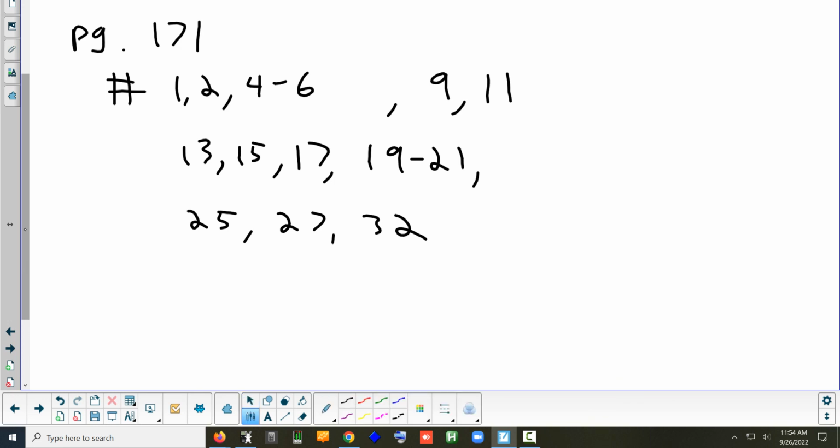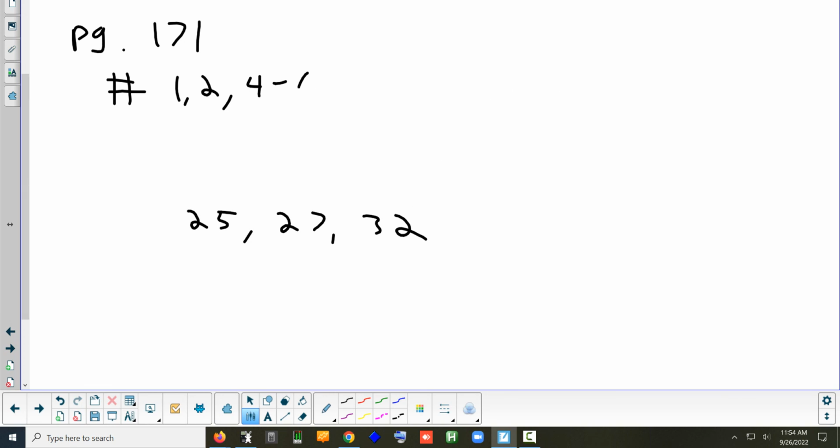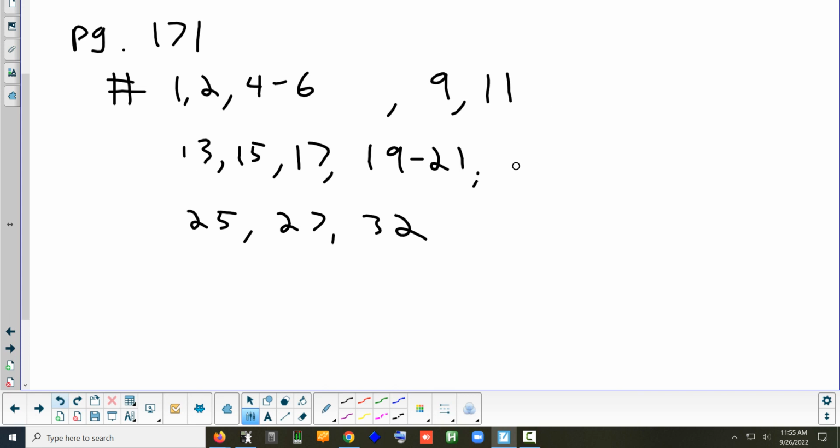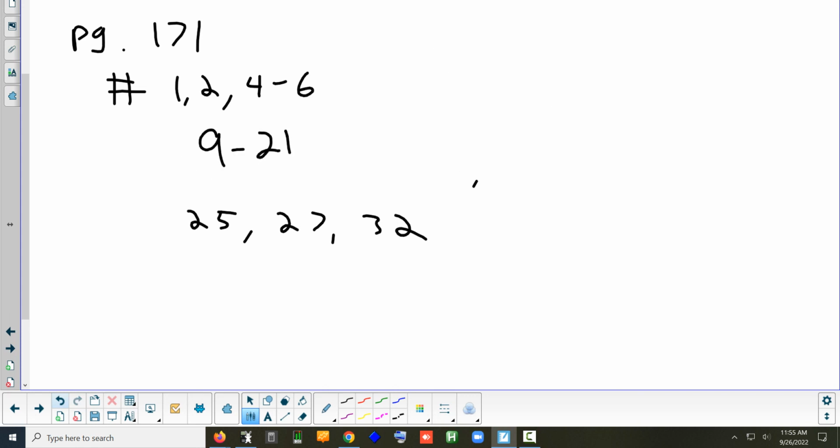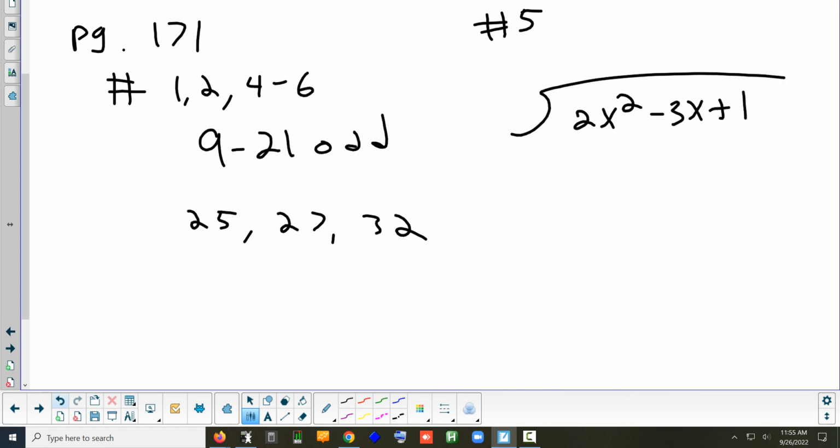For this middle part, I could shorten that to just say 9, 11, 13, 15, 17. Just say 9 to 21 on. I must have changed it. Oh, what was that one? 6. That's simpler to write down. So I'll do the whole thing, but we could just start. Find the quotient and the remainder. This is number 5. 2x squared minus 3x plus 1. And it says to divide that by x minus 2.